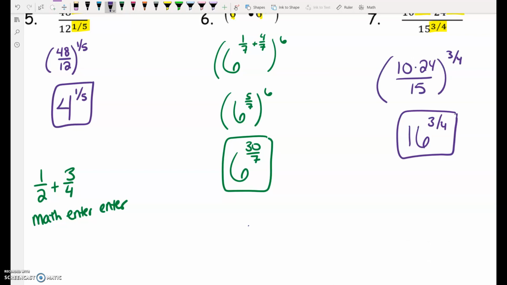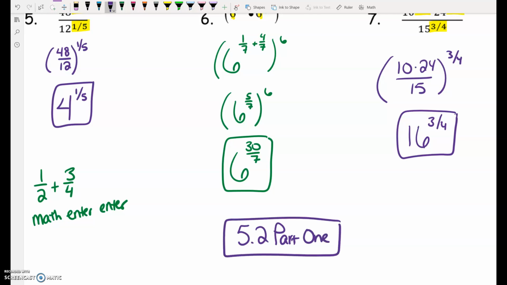Your assignment today is 5.2 Part 1 in Big Ideas Math. Each question is multiple choice answers, so you have 2 answer clicks. So do the problem, make your best guess, check your answer. If it says that you're wrong, see if you can figure out what you did wrong, revise it. You have 1 more answer click.